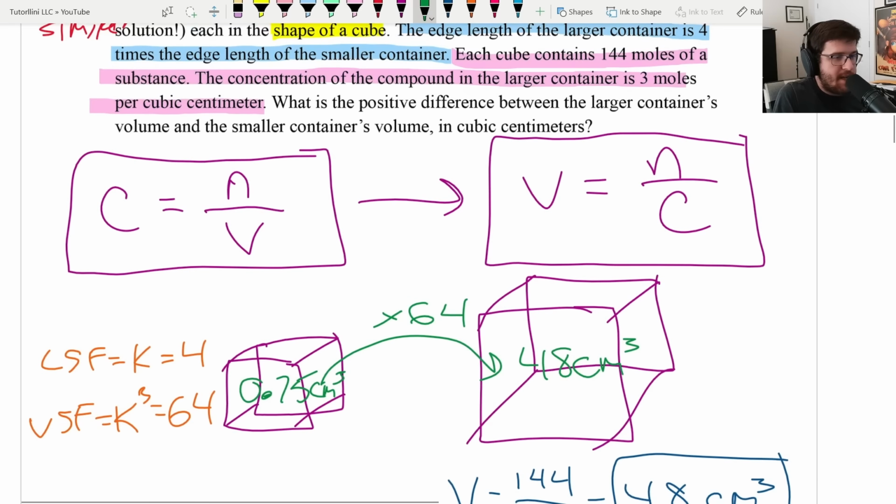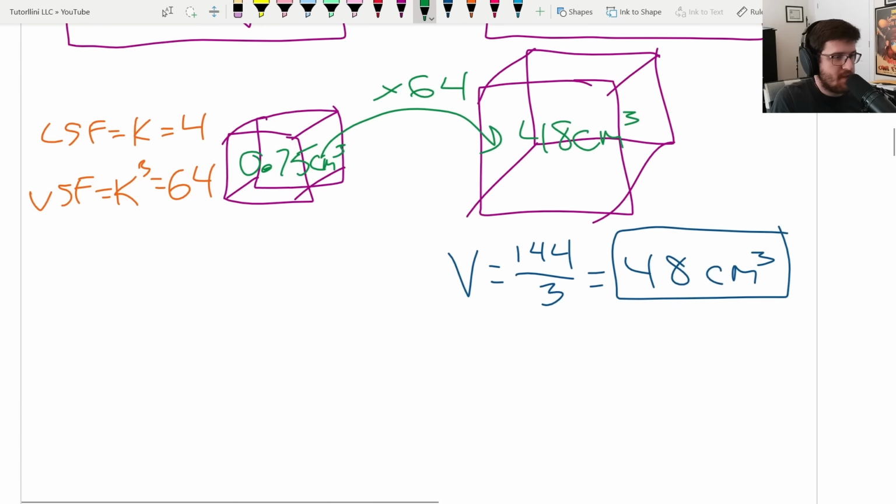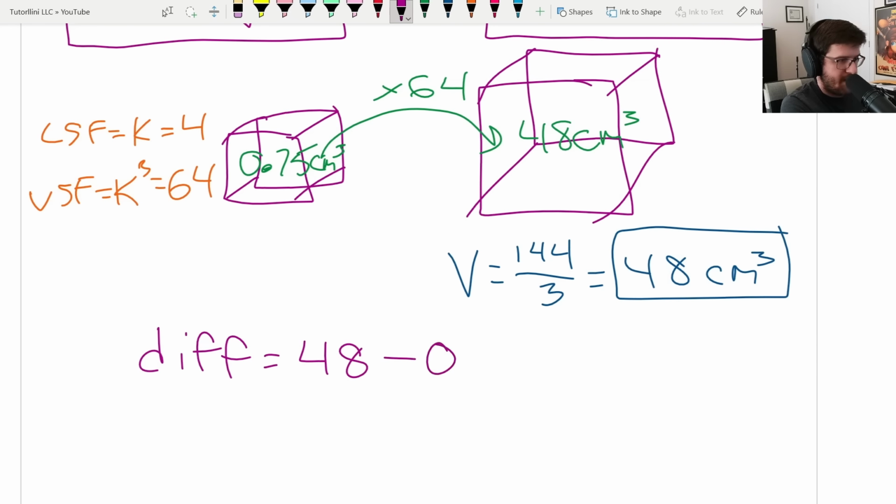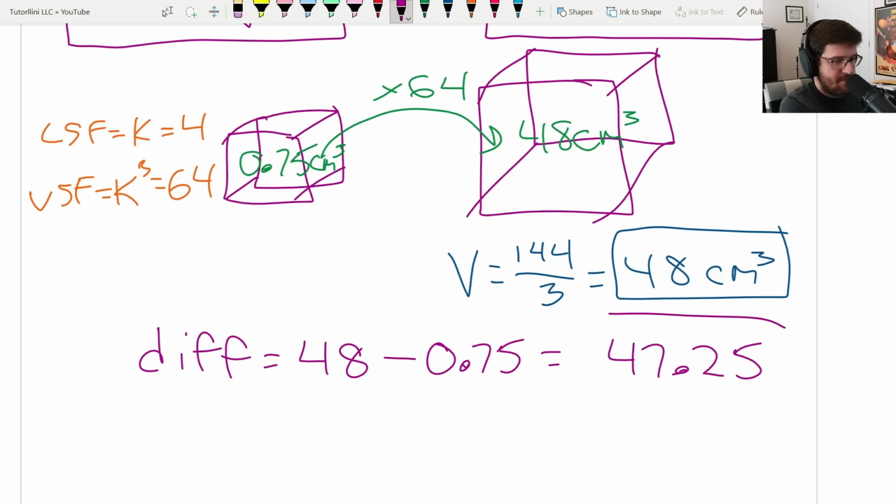So now we want the positive difference between the larger container's volume and the smaller container's volume. We're going to do difference is 48 minus 0.75, which is 47.25. And that would be the answer.